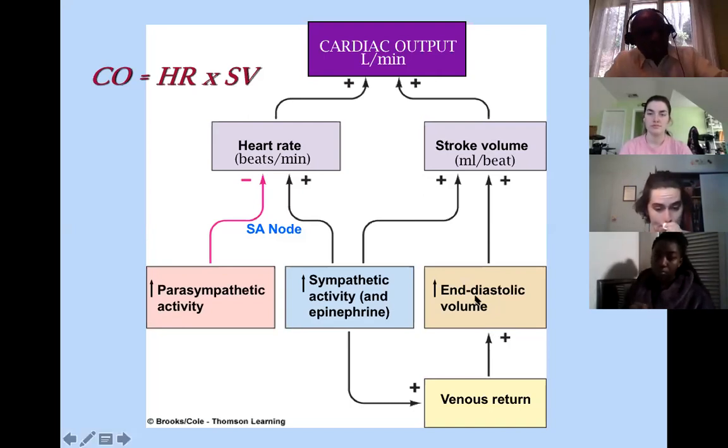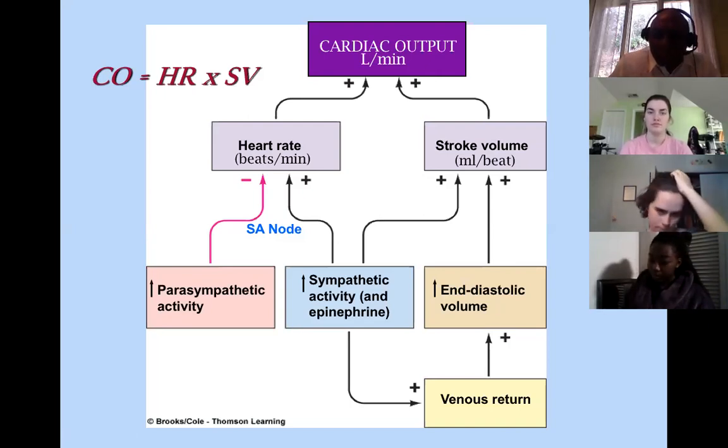Going back to childhood, if you have a balloon and you blow a balloon, you fill it with air. At the end of blowing, that's your end diastolic volume. That's the pressure that your air is putting on the balloon.